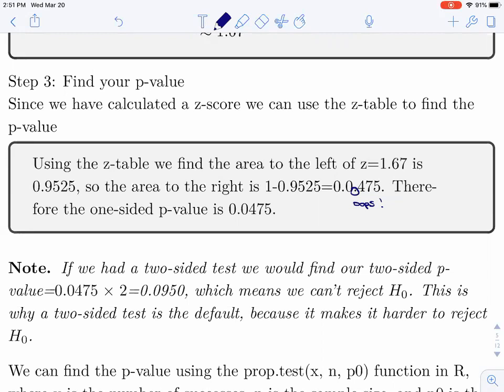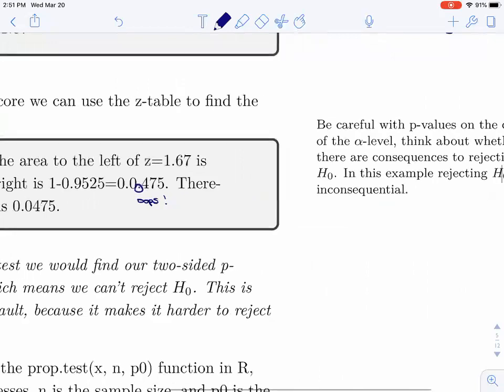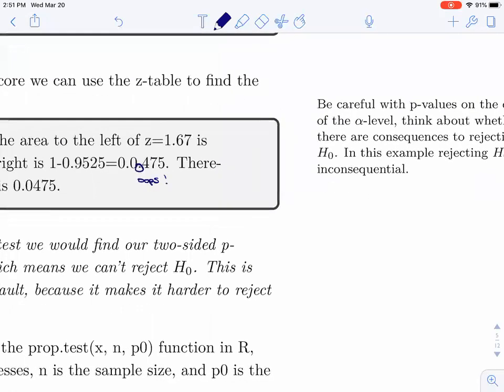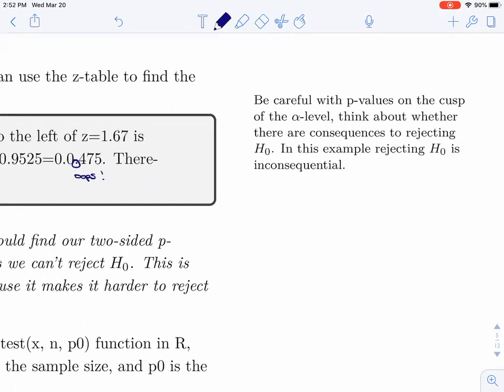But you want to be really careful, and I've got a note about that over here. 0.0475 is really close to 0.05, right? And so if you're making big decisions based off of 0.0475, you might want to be careful. If you're going to make a recommendation that you buy millions of dollars of equipment based off of a p-value of 0.0475, you might want to think twice about that.